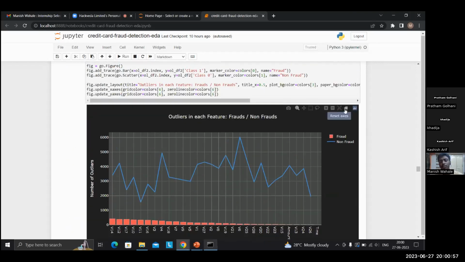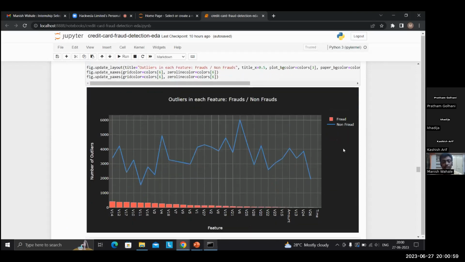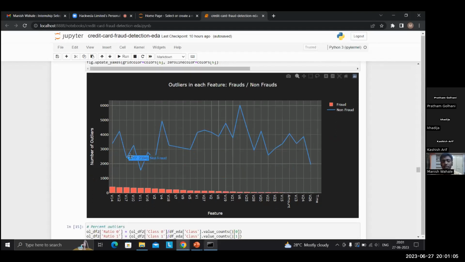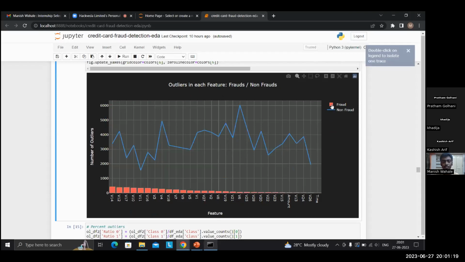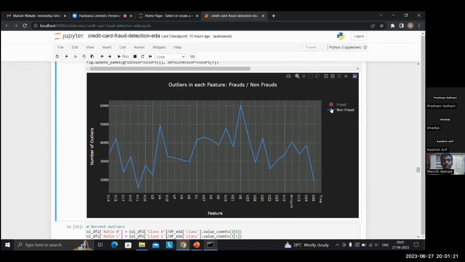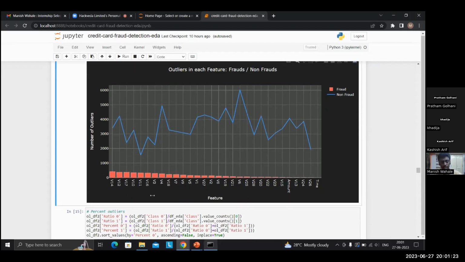I've also plotted the outliers for fraudulent and non-fraudulent for each feature. So there seems to be no correlation between the outliers. For example, if the outliers of the fraudulent transactions are increasing, then the non-fraudulents are also increasing or decreasing, or the other way around. So there is no sort of correlation between the outliers present in both the classes.